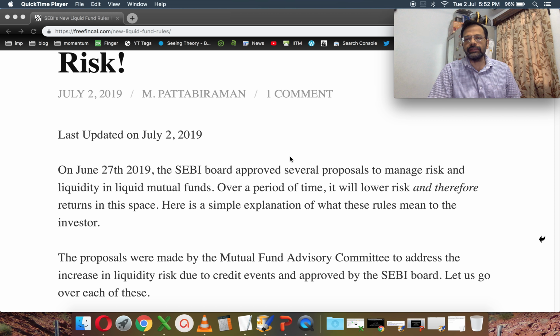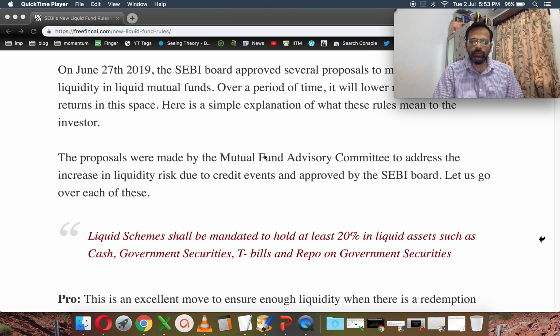So I wrote up this post today. These are proposals made by the Mutual Fund Advisory Committee constituted by SEBI. It has different players. It's got academics, members from the mutual fund industry and so on. These proposals were approved by the SEBI board on the 27th of June. So let's go over some of these rules now.